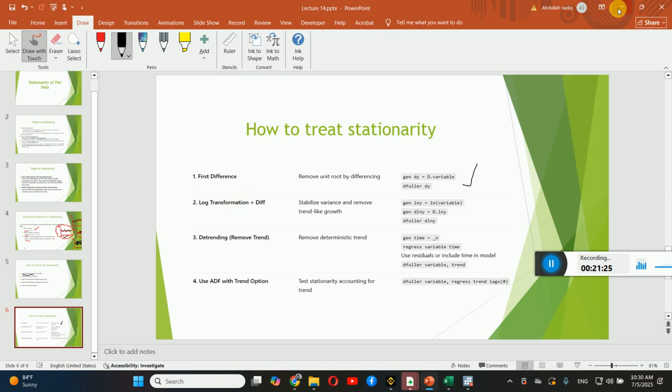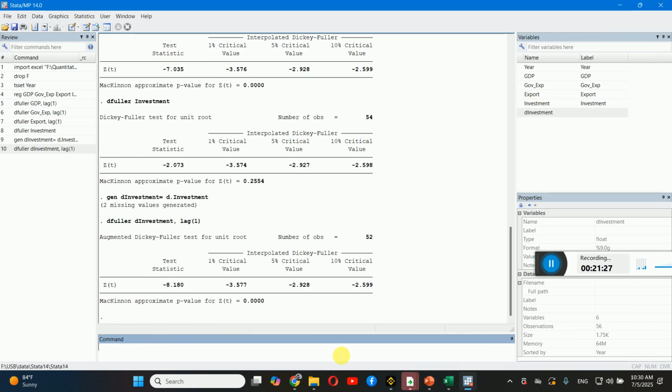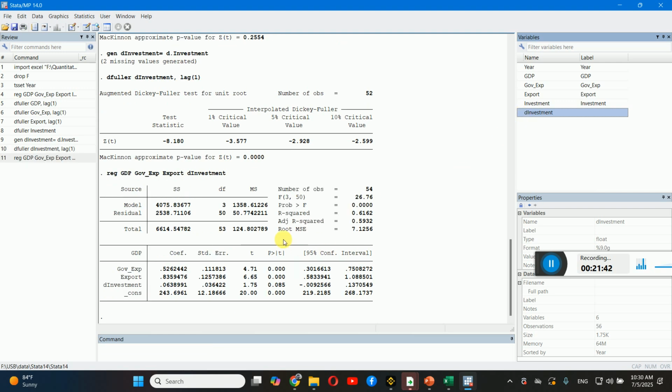After that, dear students, once your variable is stationary, simply run the regression and take the dependent variable and all independent variables. But keep in mind, instead of investment, use the transformed variable, which is the first difference of investment, right? Press enter. Now this is the output which can be considered. You can just use it. You can say the relationship is not spurious, and alongside other assumptions, the issue of non-stationarity is also resolved.